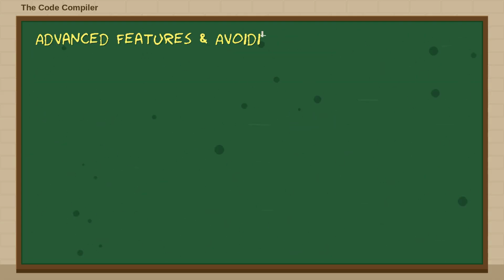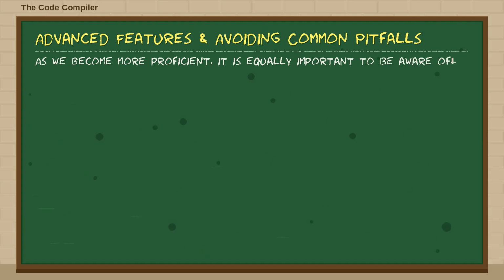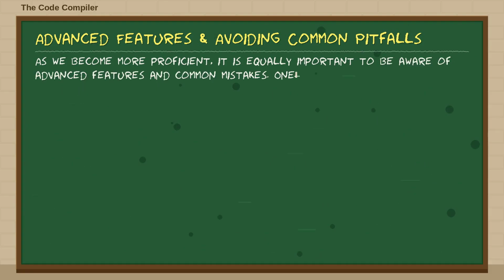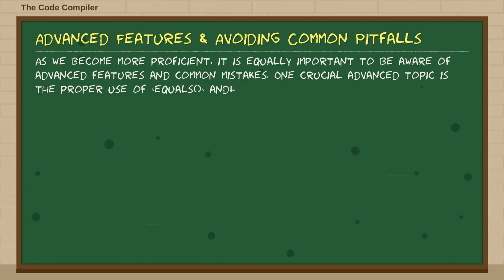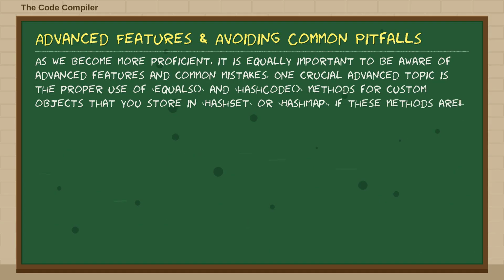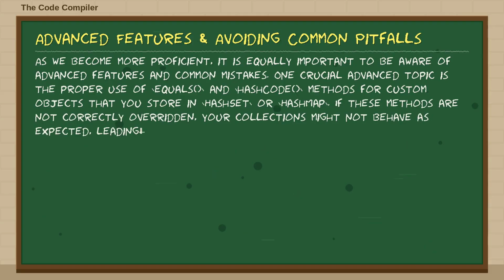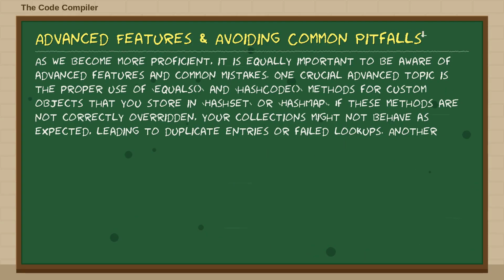As we become more proficient, it is equally important to be aware of advanced features and common mistakes. One crucial advanced topic is the proper use of equals and hashCode methods for custom objects that you store in HashSet or HashMap. If these methods are not correctly overridden, your collections might not behave as expected, leading to duplicate entries or failed lookups.